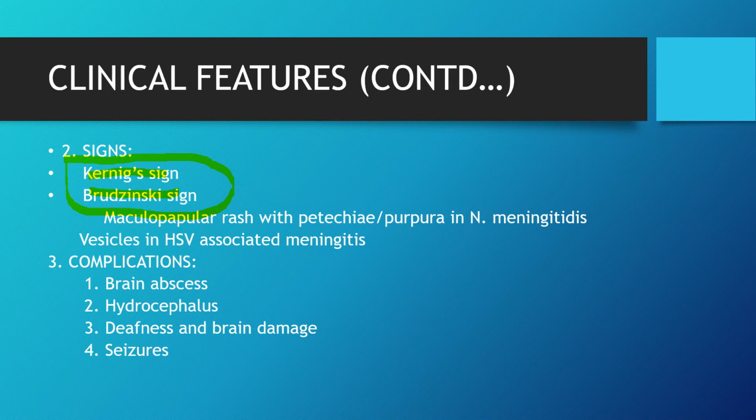Hydrocephalus, why? Because the CSF that is flowing within the subarachnoid space between the arachnoid mater and the pia mater will eventually become full of WBCs and bacteria, resulting in an increase in the intracranial pressure, right? Intracranial pressure that will lead to hydrocephalus, and that can be debilitating. Deafness and brain damage, and of course seizures because of encephalitis that might develop subsequently to meningitis if meningitis is left untreated, right?